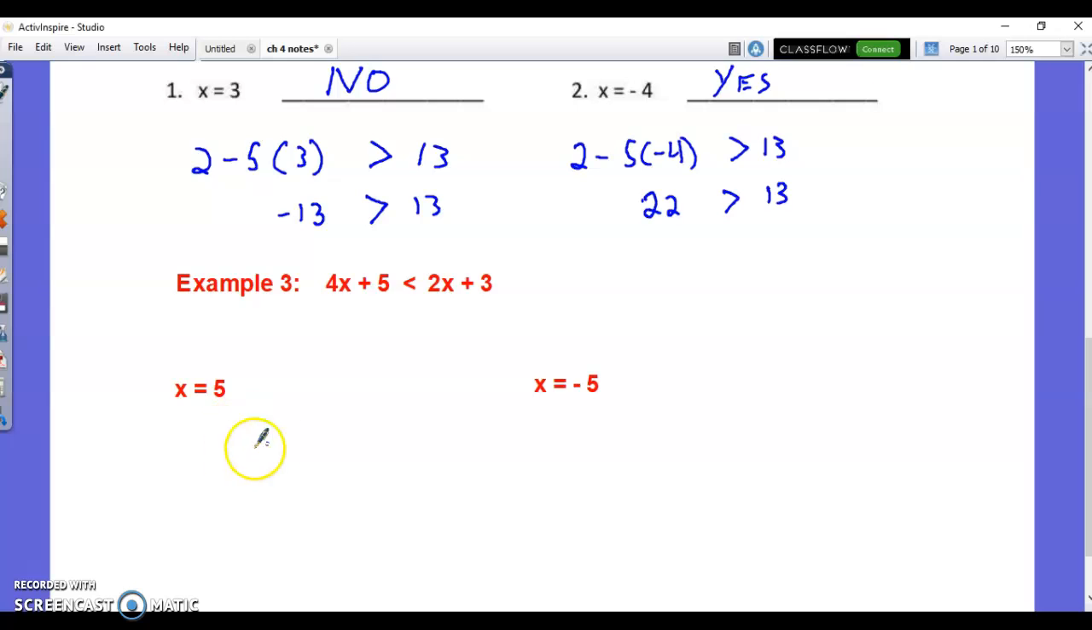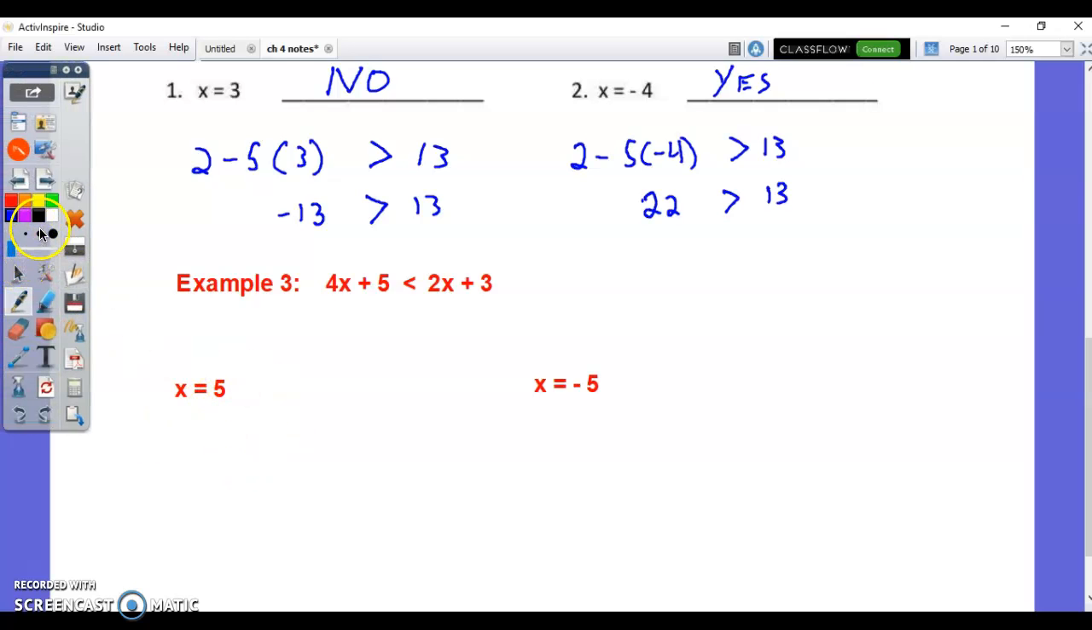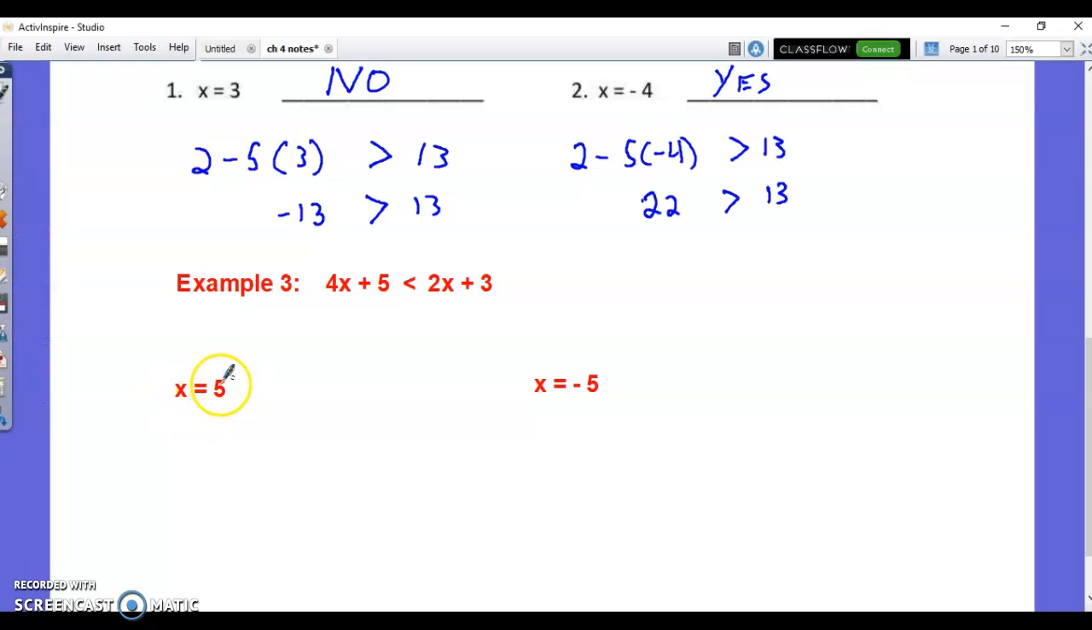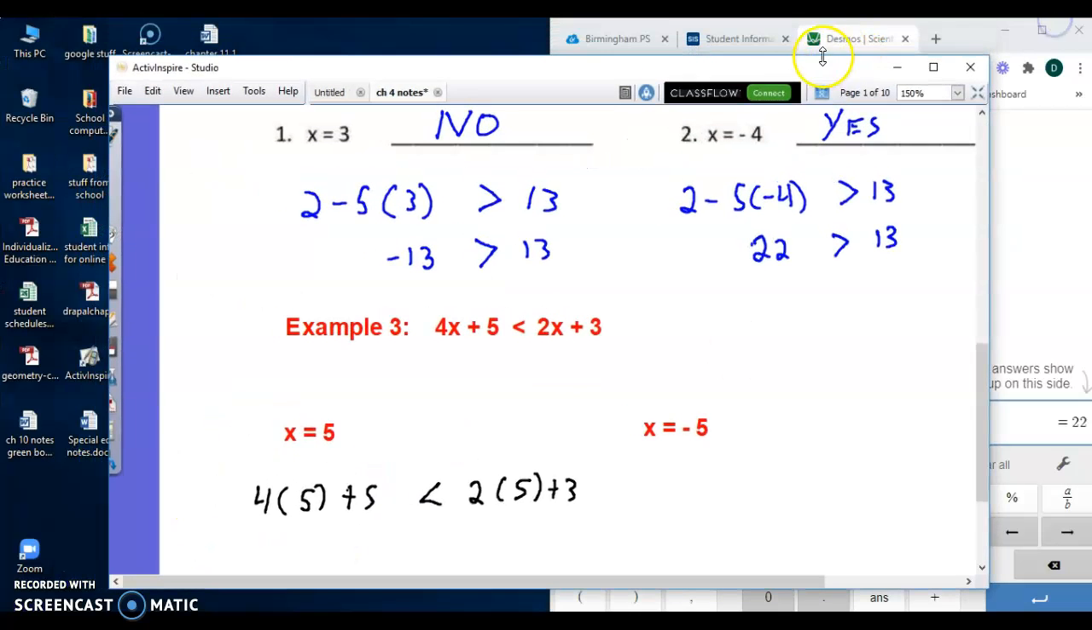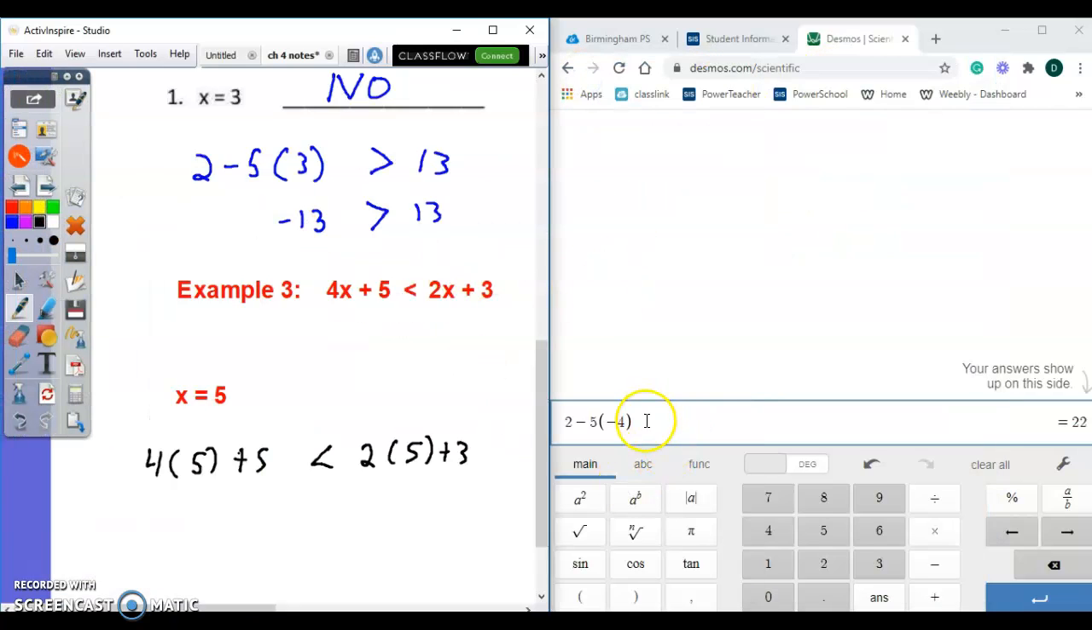All right, and then the final set of problems is we have an inequality, but we have variables on both sides. So what I can do is then substitute that in for both of them. So the 5 goes in for the x here, so in this I will write 4 parentheses 5 plus 5 is less than, because it's pointing to that side, 2 parentheses 5 plus 3. So now I just have to type these into your calculator or do the mental math. I'll type it in the calculator here.